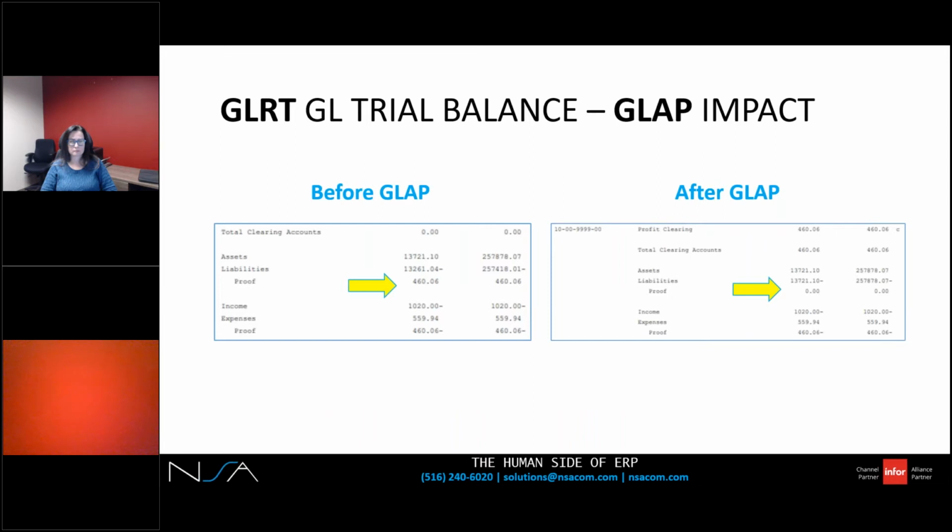This is what your general ledger trial balance will look like before and after you've run GLAP. Before, you'll see that there's a proof, the assets minus liabilities proof. It's equal to the income minus expenses, but the clearing accounts are zero. If I were to run my balance sheet right now, my balance sheet would be out of balance by $460.06. After I run GLAP, it posts to the profit clearing account as an offset and to the current year earnings account on my balance sheet to have a balanced balance sheet.